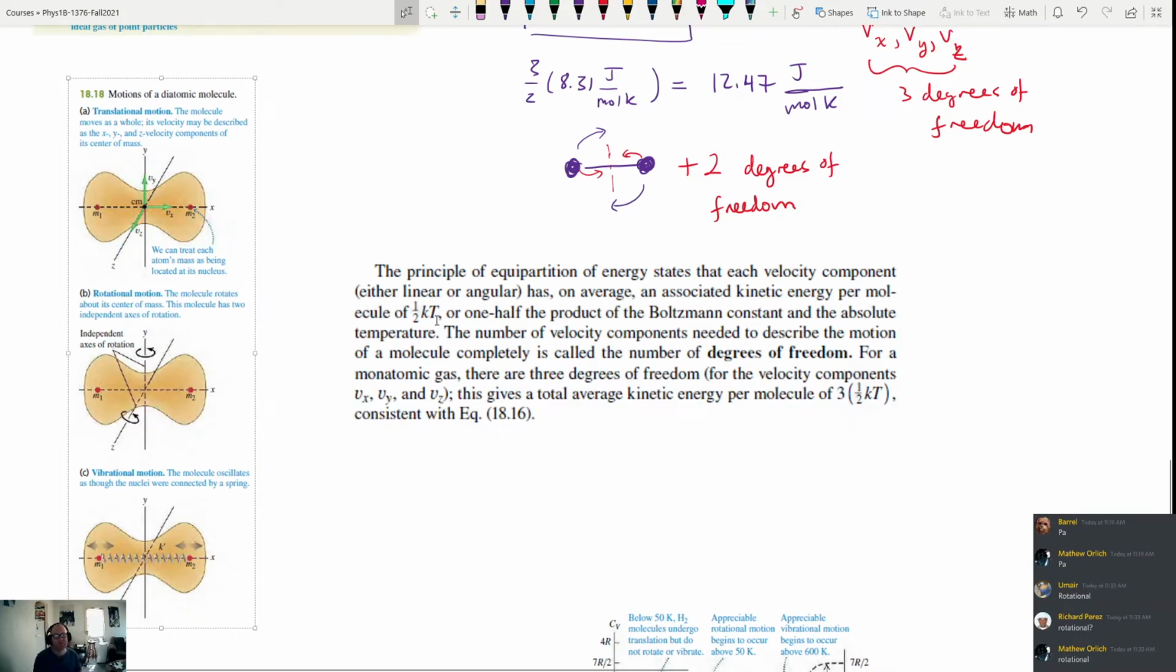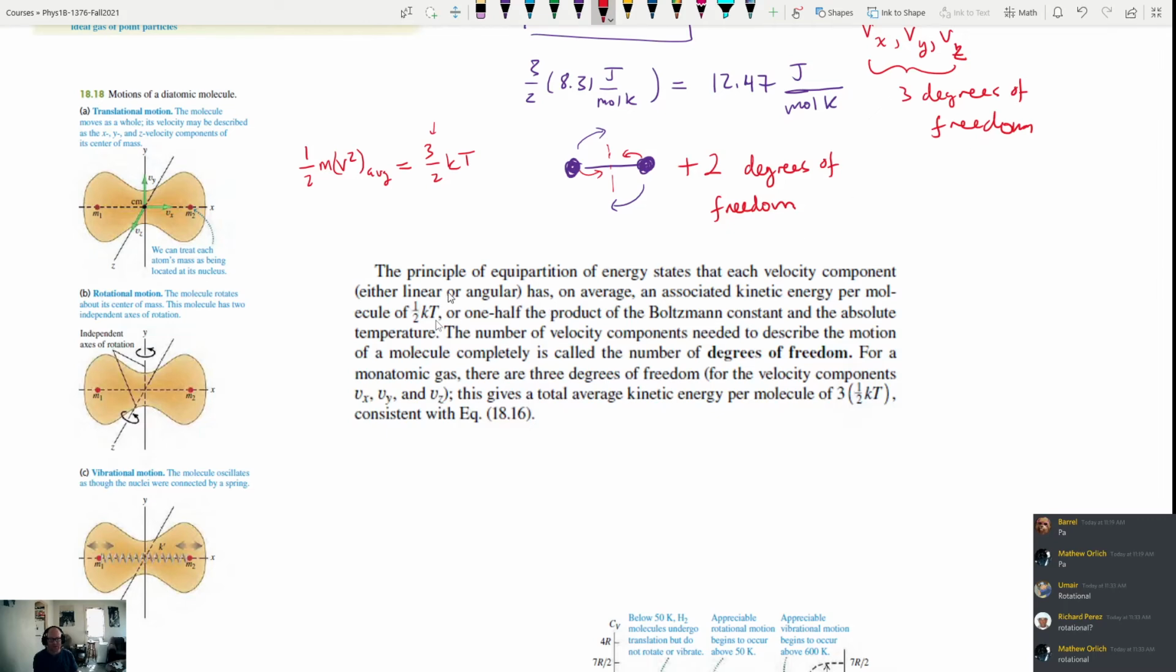So let's take that back to the equation that we have seen before. They're actually doing it right here. We had this equation before, right? That was 1/2 m v squared average. The average kinetic energy per molecule we said was equal to 3/2 kT, right? So what they're saying is that 3 is because each Vx, Vy, and Vz contributes 1 degree of freedom.